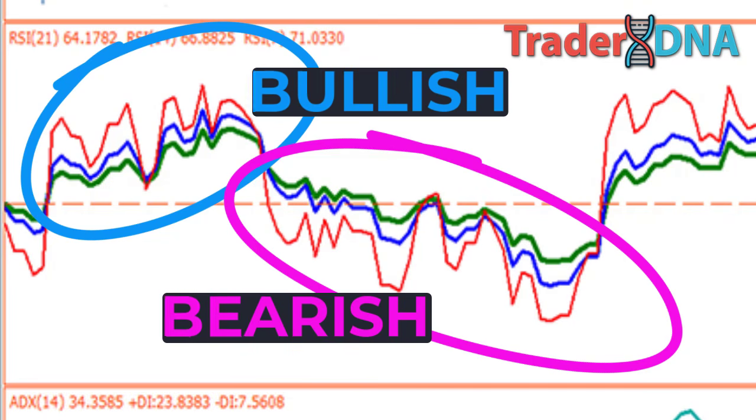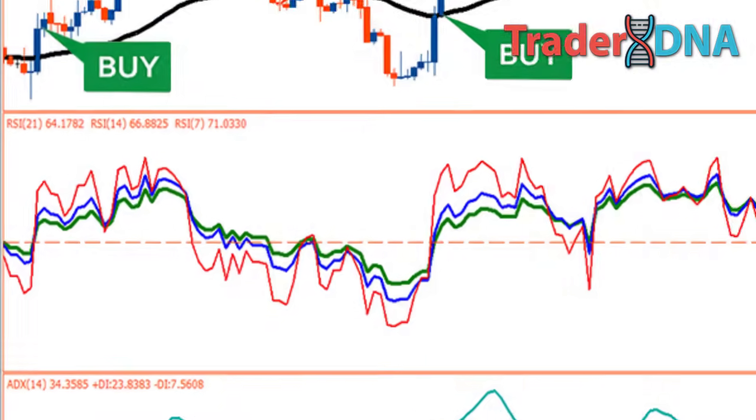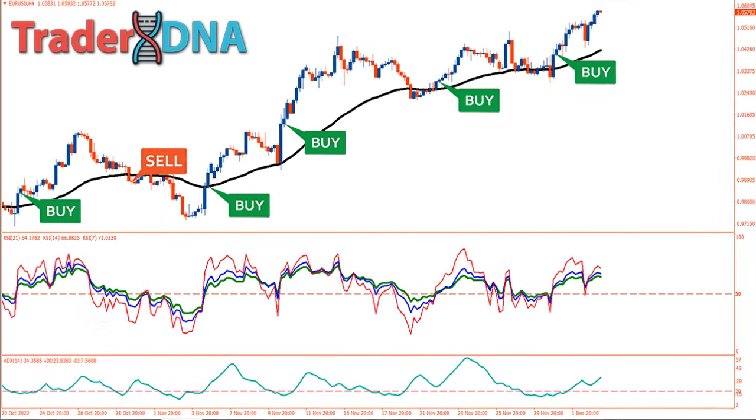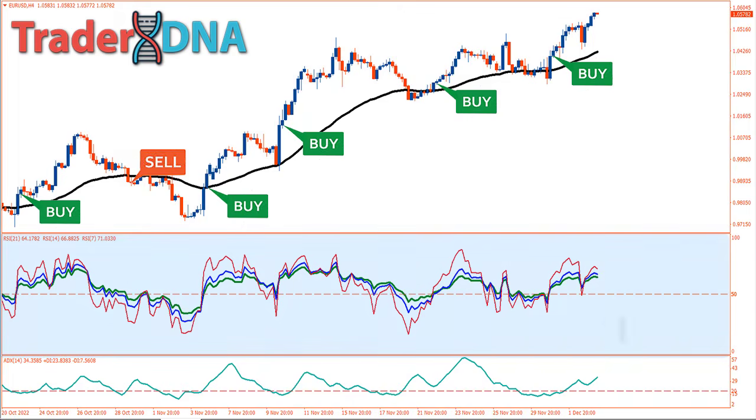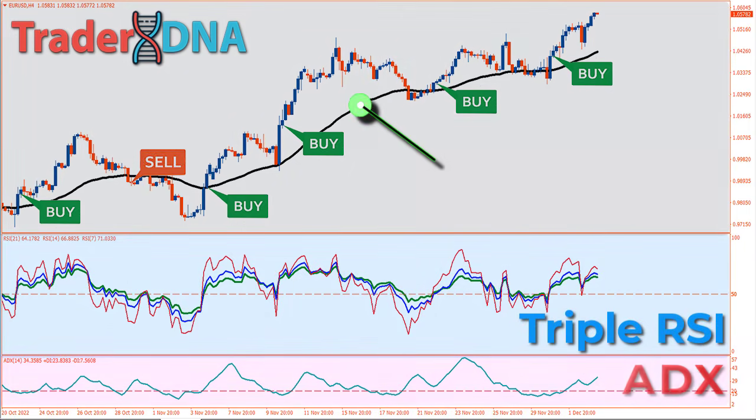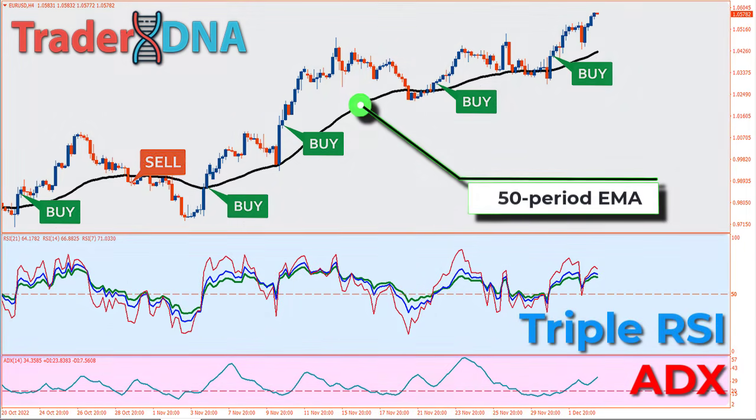The triple RSI-ADX trading strategy. In this trading method, we combine the triple RSI indicator reading with the ADX and 50-period EMA indicators to determine the future movement of any particular trading instrument.